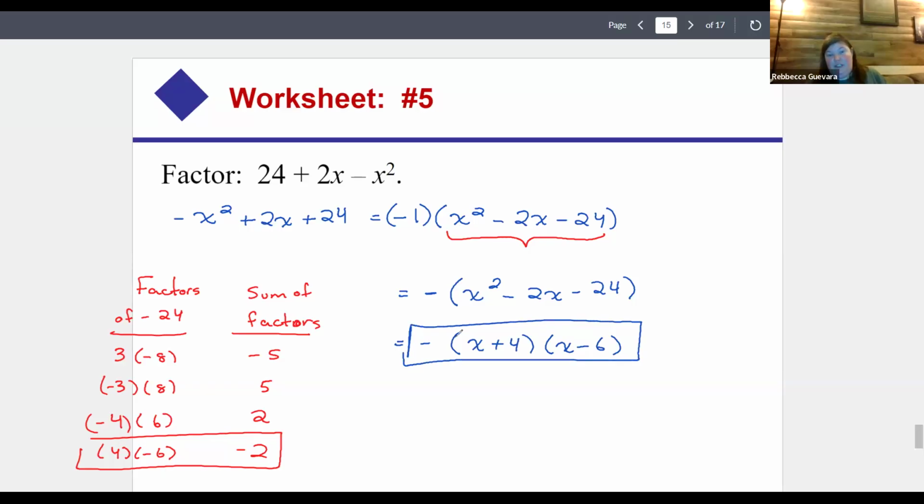So alternatively, you may pull that negative into one factor. So you may have also seen a negative x minus 4 times x plus 6. Or you may have seen x plus 4, and then these would switch, so you'd have a positive 6 minus x. So those are alternative ways you might have seen this as well. But when we want it completely factored, we'd pull out that negative for the most part.